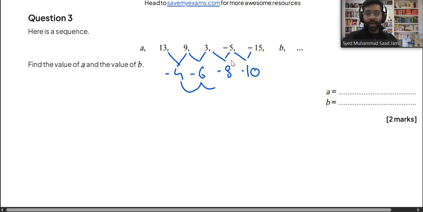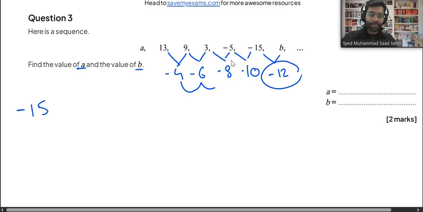So the question is asking you to find the value of a and b. Now if you look at the sequence, negative 4, negative 6, negative 8, negative 10, the next term is going to be negative 12. Do you guys agree with me? Yes. Of course, whoever has a little bit of brain here can agree with me. So after negative 15 we have negative 12. So negative 15 plus negative 12, the answer is negative 27. It means b is negative 27. Do you agree with me?